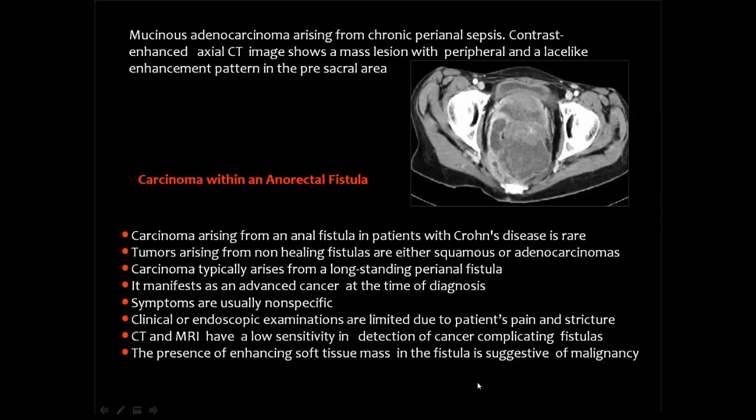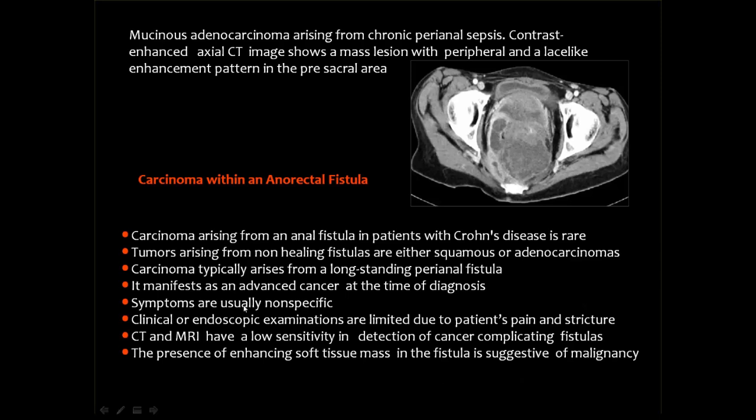Then one of the complications of the fistula is that a malignancy can develop on top of the fistulae, especially the chronic ones, especially those which are related to Crohn's disease. Carcinoma arising from the anal fistula in patients with Crohn's disease is considered rare. The tumors are either squamous cell carcinoma or adenocarcinoma, and they develop in a long-standing perianal fistula. And at the time of diagnosis, the tumor is at an advanced stage.